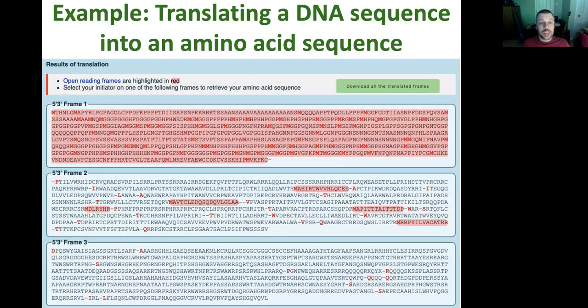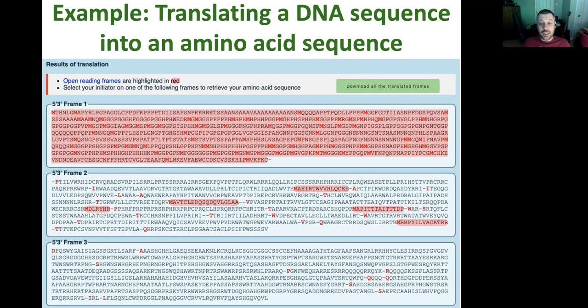But what you see when you look at these 3 reading frames is that what these programs tend to do is highlight certain important things. So open reading frames are highlighted in red here. What is an open reading frame? It is simply a portion of the genetic material that starts at a start codon, methionine, and ends at a stop codon. That's called an open reading frame because it means that in theory, a ribosome could start and just read that sequence until it reaches a stop codon.